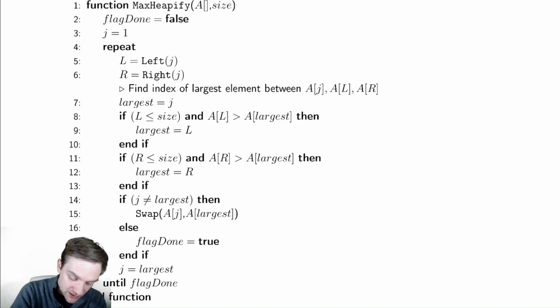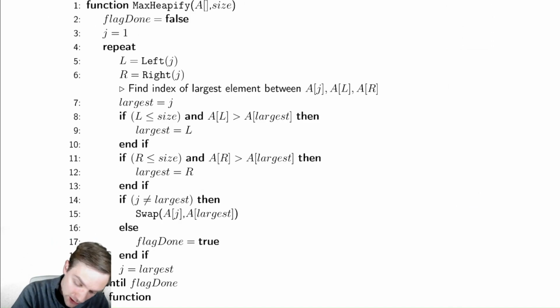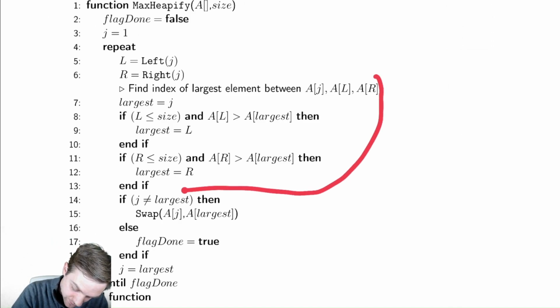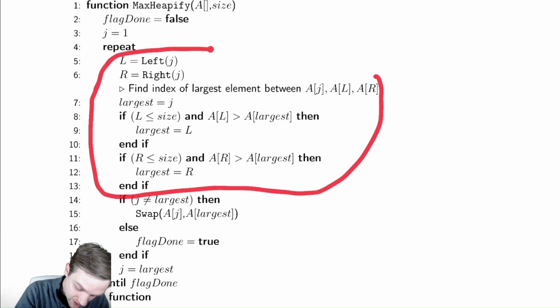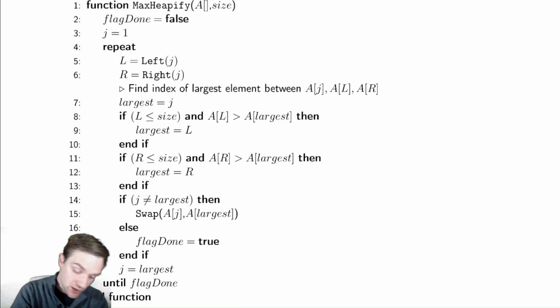We're going to begin by finding the left element and the right element. Once we found those, we need to find the maximum between our current element we are looking at, its left child, and its right child. All of this code here is doing that. So that is all we need to do with all of that code. Let's try and see what it does. We start by saying that the largest element is the one in the center.